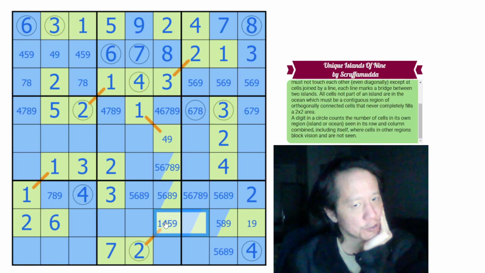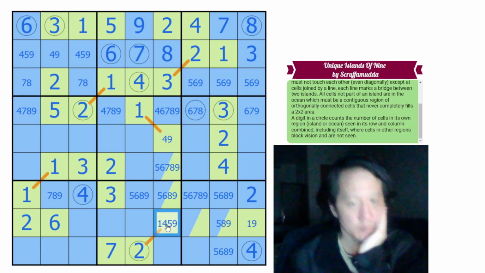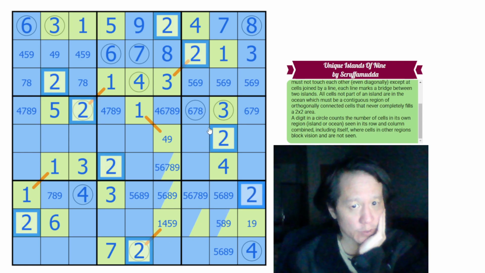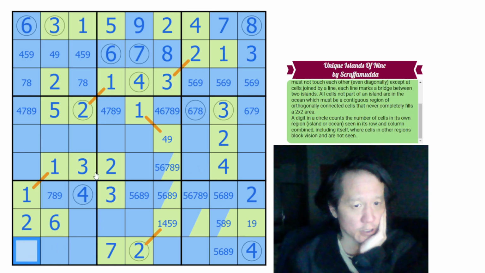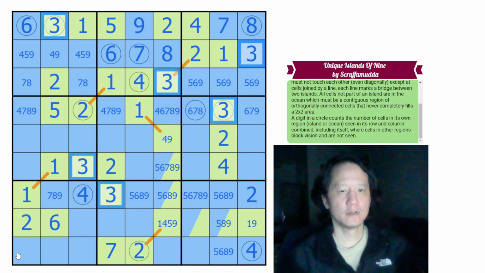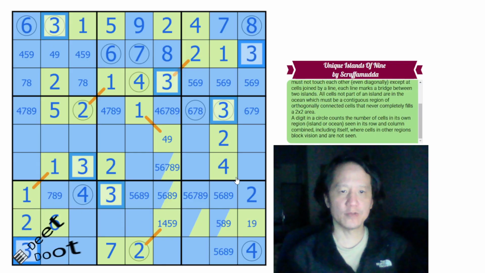It could be 2 this way, or 2 this way, or just 1 by itself. We have all the 2s. The 3 can only be here in box 7. Because these are eliminated, this is eliminated, therefore this is a 3. We have 8 3s now, right? It's 3 in the corner, we celebrate.